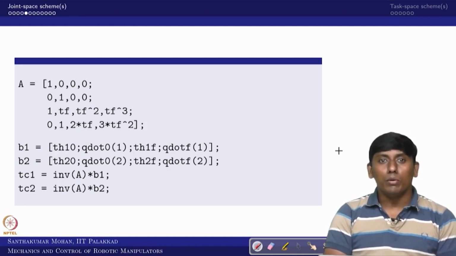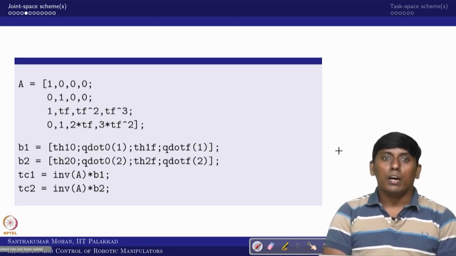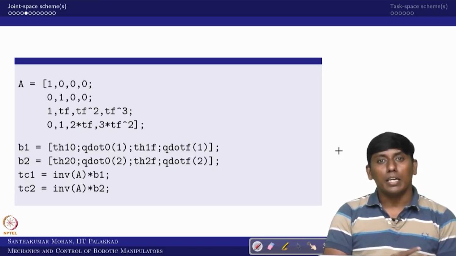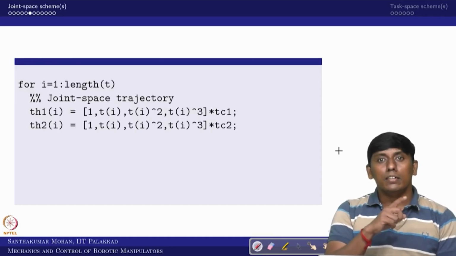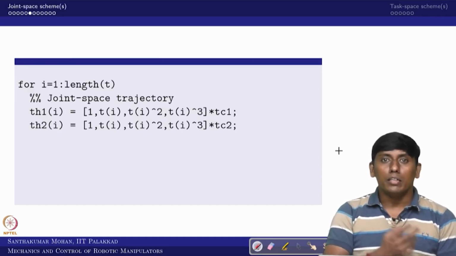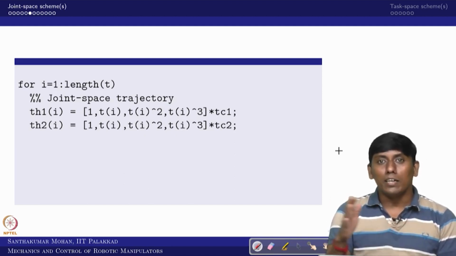So based on that, TC1 and TC2 for the joint 1 and joint 2 coefficients, we can say A01 to A31, similarly A02 to A32, that we can calculate. Once you calculate, we can go to the loop where you are trying to run based on the T0 to Tf profile. So theta 1 and theta 2 can be generated. Since this is synchronous, both would be moving synchronously. In the sense it starts from T0 to Tf, completely both joints are rotating.